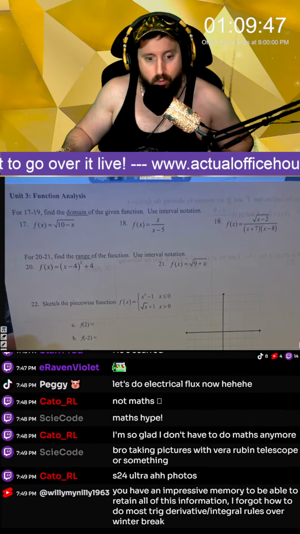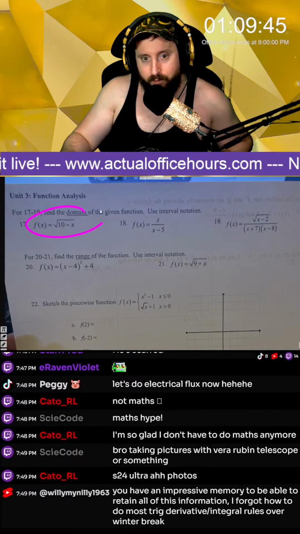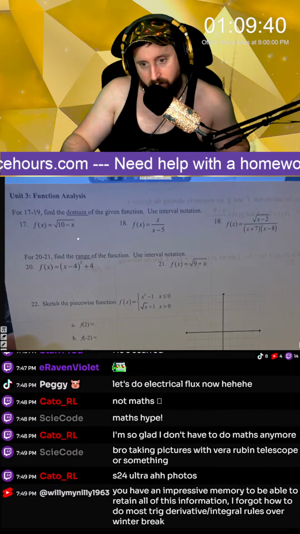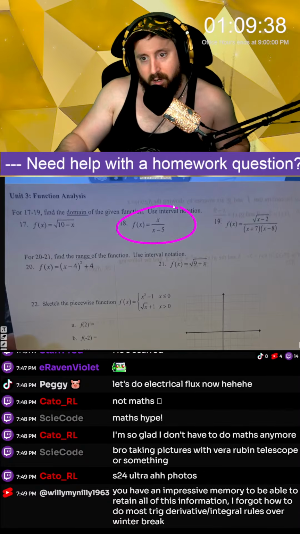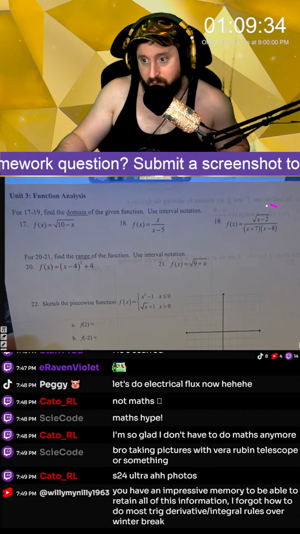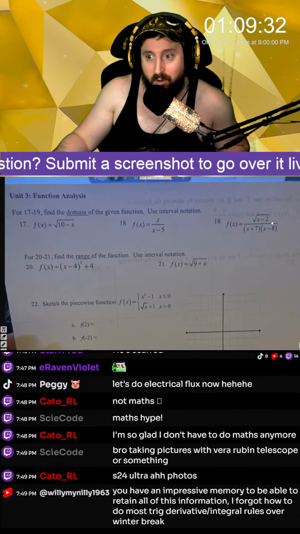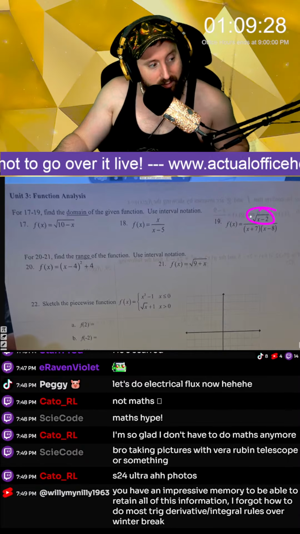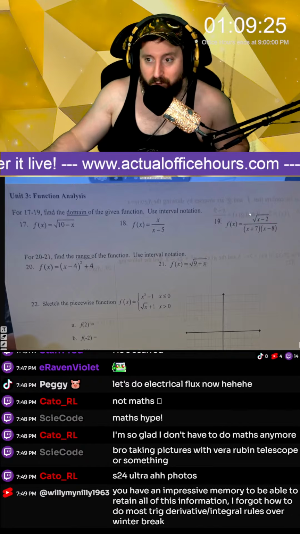But real quick overview, Hunnits, if you're watching. So to do domain questions, right? Just look for, for instance, square roots. You know square roots have to be greater than or equal to 0. Look for where you're dividing by 0. And then this is another case of dividing by 0 and also having to deal with a square root. This is actually kind of a fun one here.